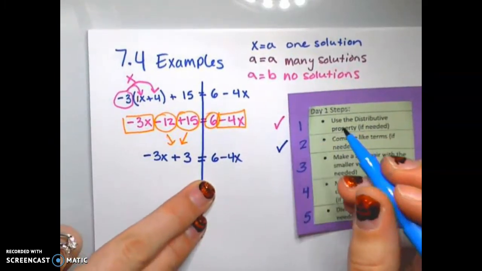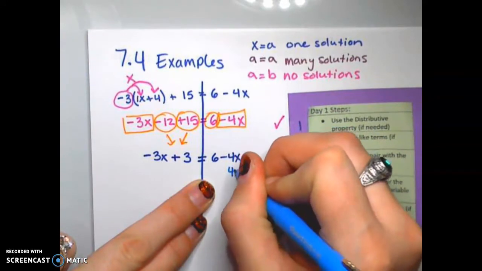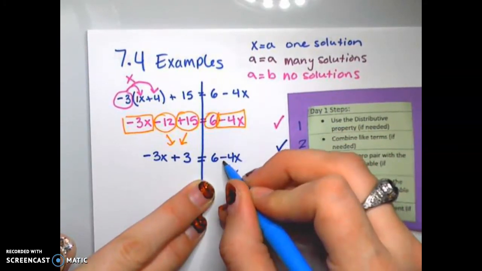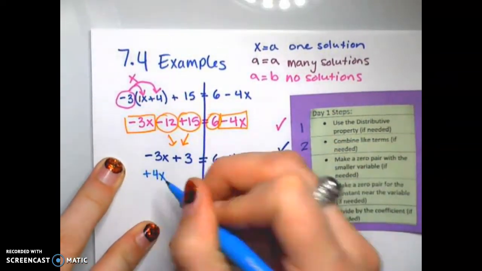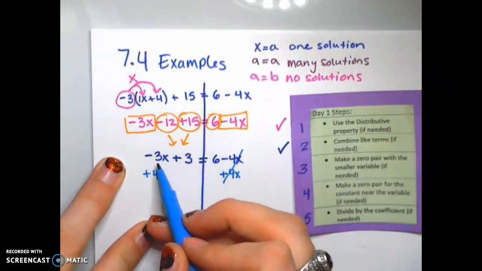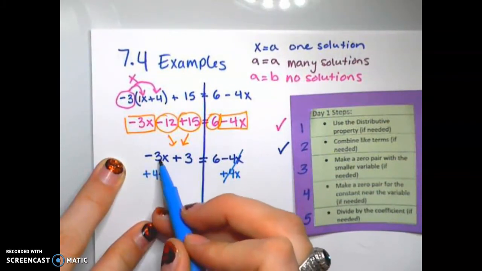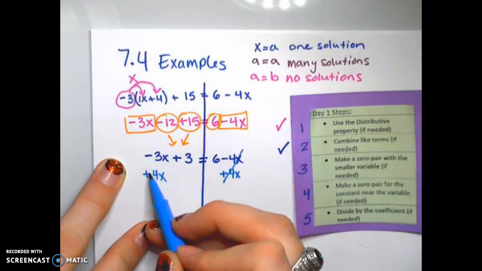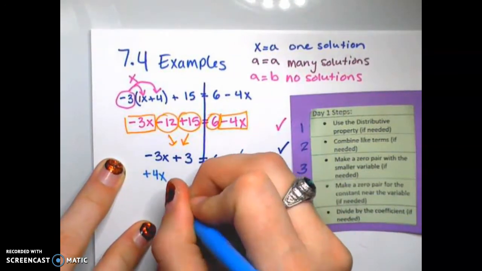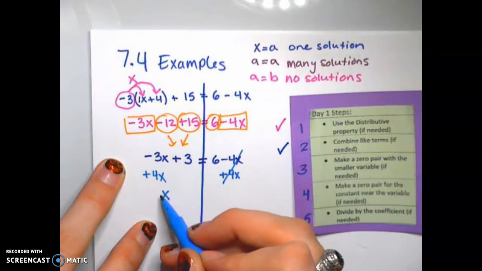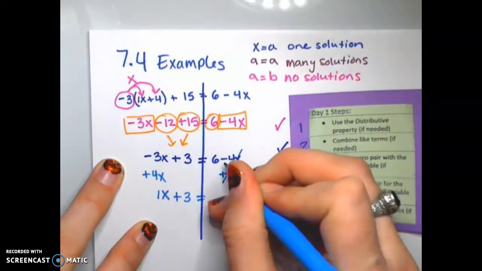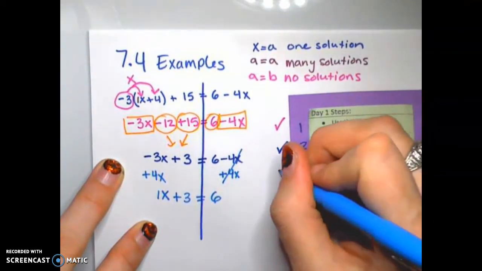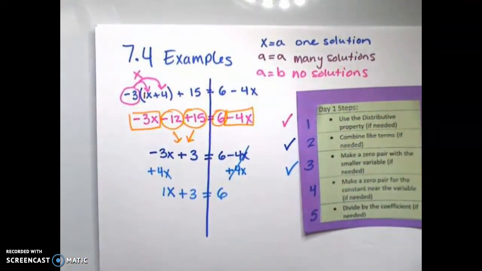To make a 0 pair, you need the same number, so 4x, but the opposite operation. Here it says this is a -4, so I need a +4. So I'm going to add 4 to each side. These are going to cancel out. Now I have a -3 and a +4. Signs are different, so I'm going to subtract. 4 minus 3 is 1. Keep the sign of the larger number, which is positive. So we're just left with x over here, with 1x, if you really want the 1 in there. And we're going to bring everything else down. +3 equals, this is gone, plus 6. Step 3 done. So now we're on to step 4.